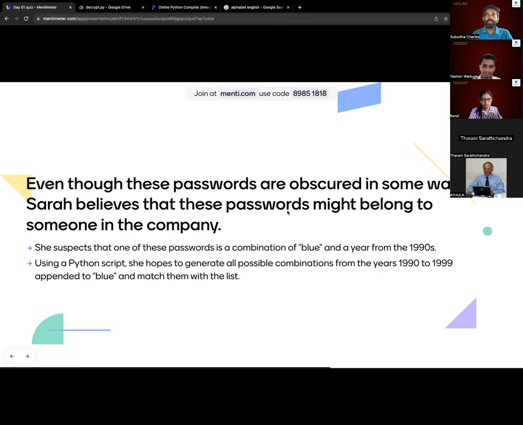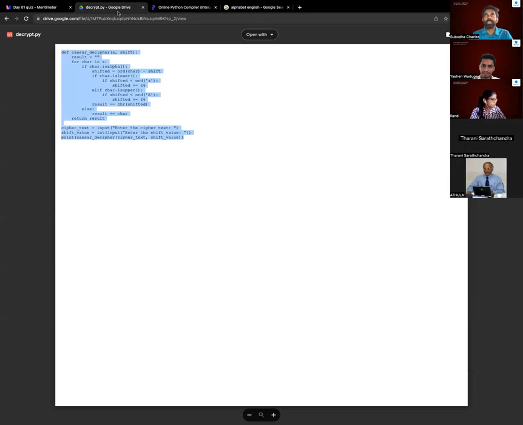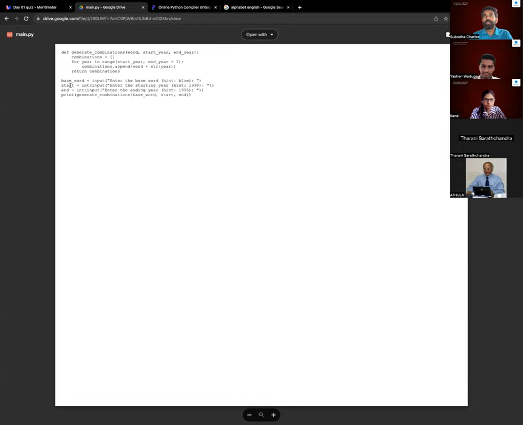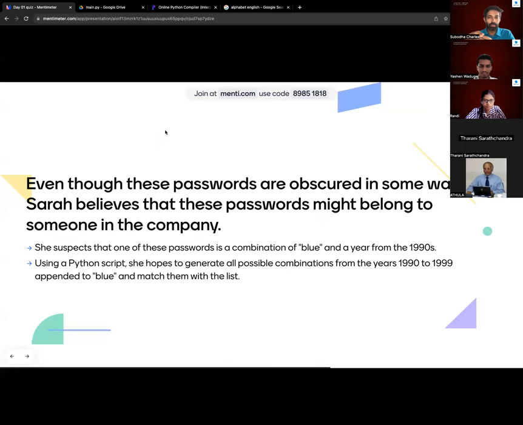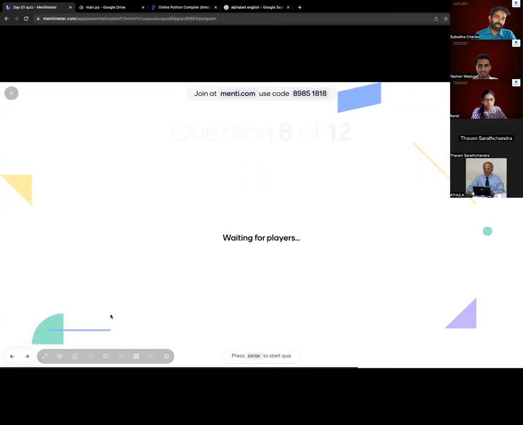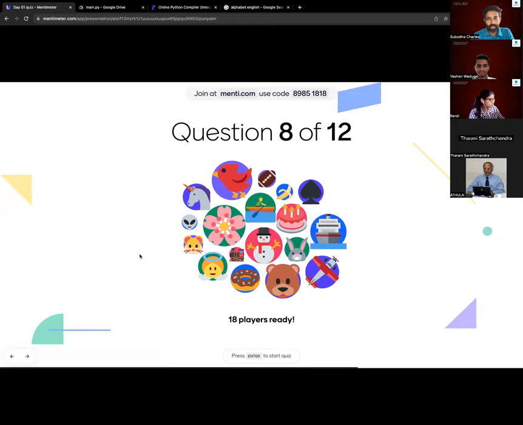Let's see how this works. I'm going to copy this link and paste it here. This is our Python code. It's a very simple one, as you can see. Once you run it, it asks for the base word. You input the base word, and after that, you input the year. Then you will get the combination of all possible passwords that combine the word blue and a year between 1990 and 1995. You can pick one of them and submit that as the correct answer. That is the task that you have for this quiz. I'll tell you why that is important after you give the answer.